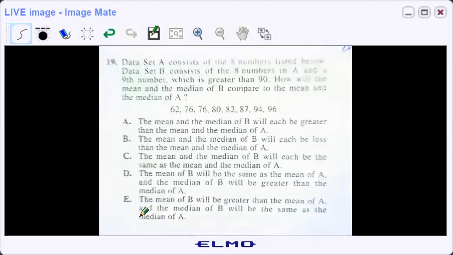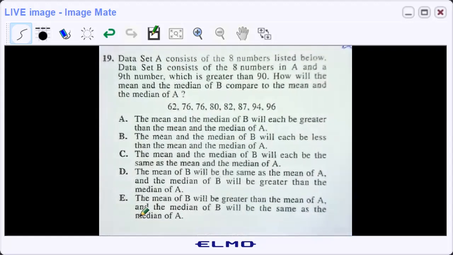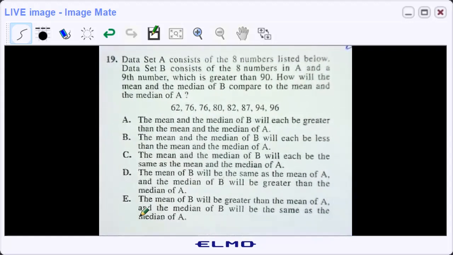See if I can zoom in as much as I can. I know this is going to be hard to see. Okay, there we go. Pause and do that one.